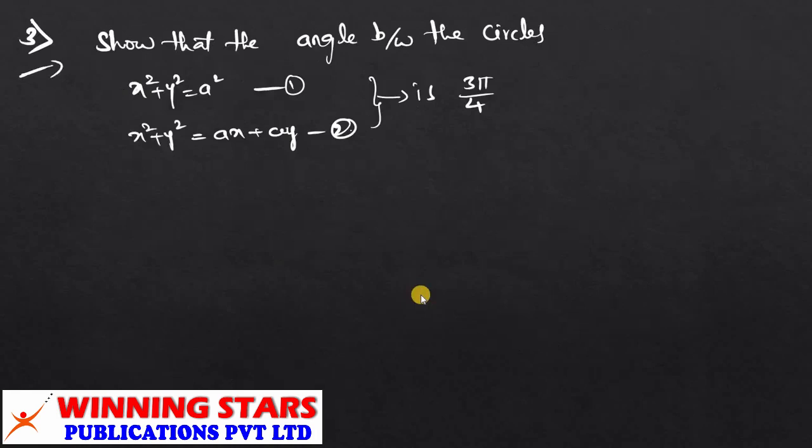Here, the third question: show that the angle between the circles is 3π by 4. So for these two circles, the first circle is x square plus y square minus a square is equal to 0.